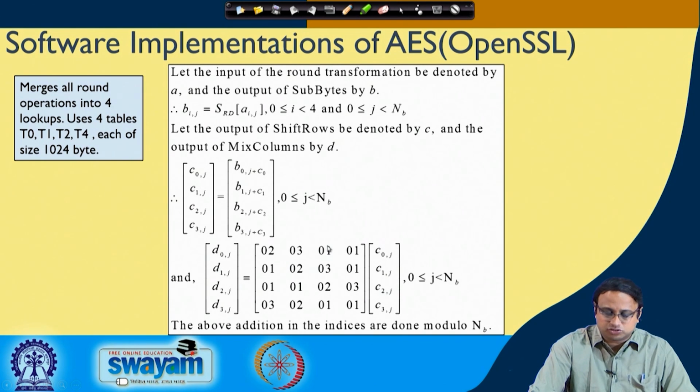In that way you accommodate the shift rows operation, and then you have to perform the mix columns. The mix column operation works on this particular column, and you multiply this matrix, which is already known, with this particular column and you get the values of these. So this is essentially your output.